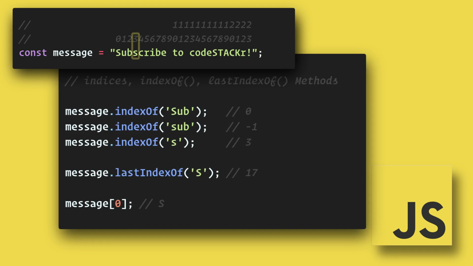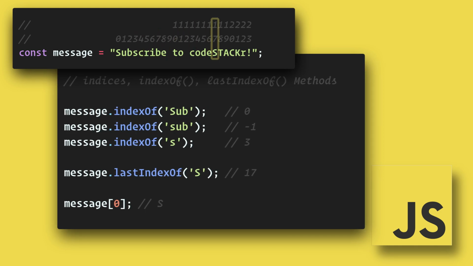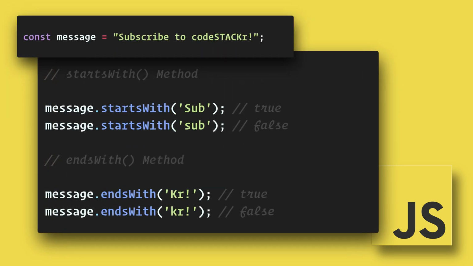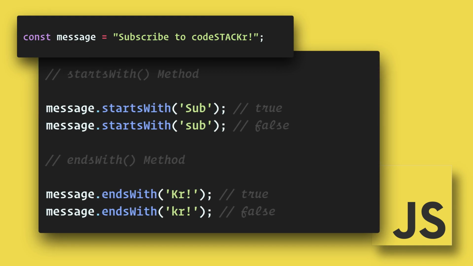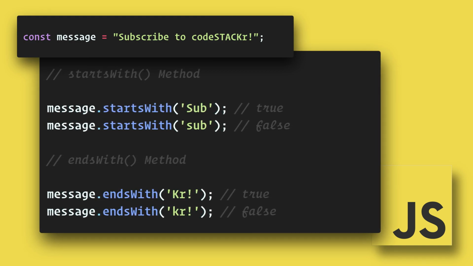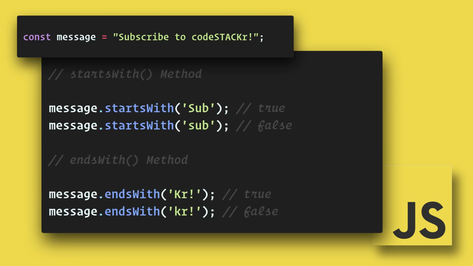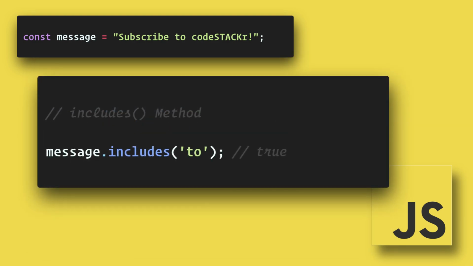Lowercase s returns 3. IndexOf will return the first found occurrence. LastIndexOf will return the last found occurrence. If you know the index of a letter, you can include that in brackets after the string to return that letter. Next we have startsWith and endsWith methods. Again, these are case sensitive and simply refer to the beginning and end of a string, then return a boolean true or false. Similarly, we have the includes method. This searches the entire string.